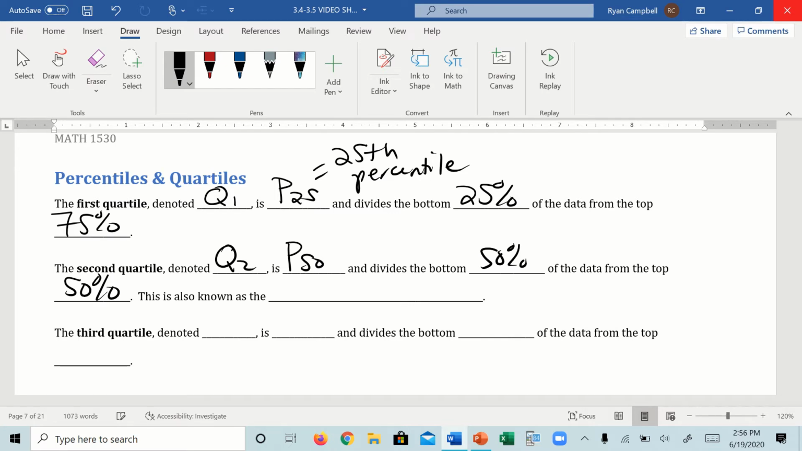We'll skip this next one for a second, but then the third quartile, of course, is going to be Q3, which I'm sure you can guess by now is going to be the 75th percentile. So it divides the bottom 75% and the top 25%.